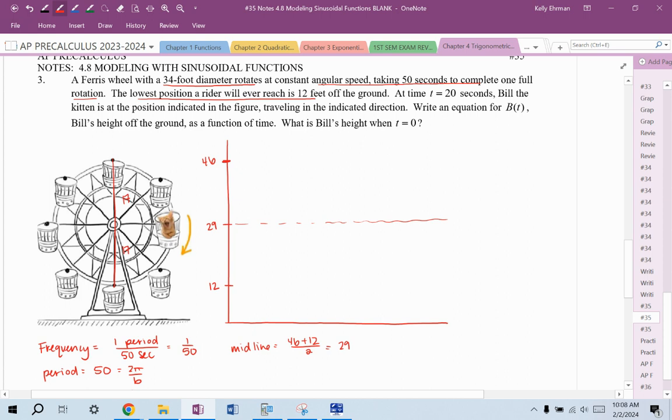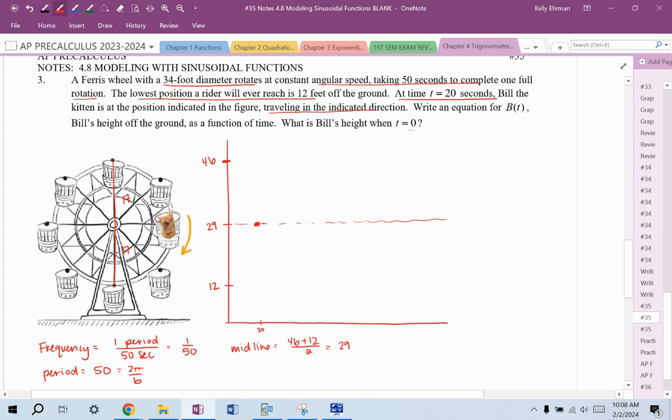And then let's see. At time equals 20 seconds, Bill the kitten is at the position indicated in the figure. So not at 0 seconds. Let's put 20 seconds out here. At 20 seconds, Bill is at 29 feet off the ground, and he's traveling in the indicated direction. Write an equation for Bill's height off the ground as a function of time. What is Bill's height at t equals 0? So we're trying to get back to here.